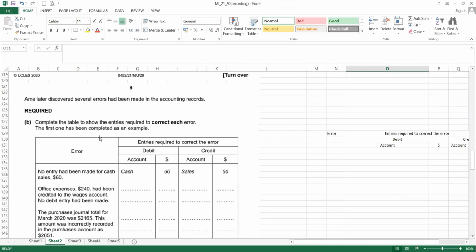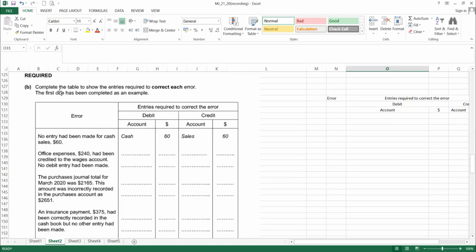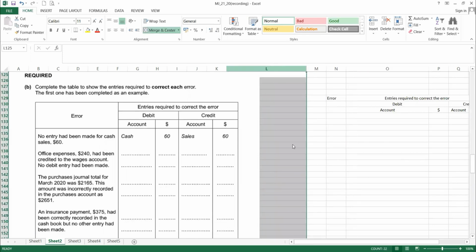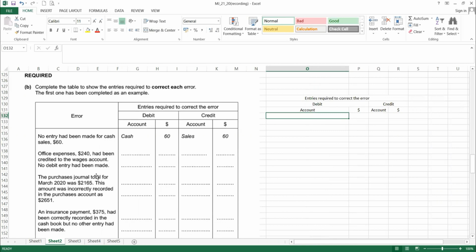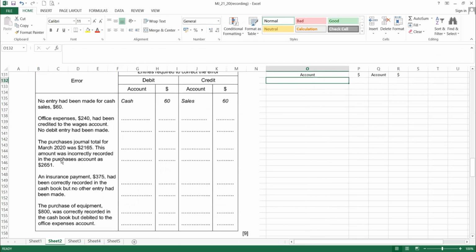Okay, here they say Amy later discovers several errors have been made in the accounting records. So complete the table to show the entries required to correct each error. That means we have to put through adjustments to make all these corrections. For example, no entry has been made for the cash sales. So this is an omission. So we have to debit cash, credit the sales. So this first one is already done. So I will prepare number 2.